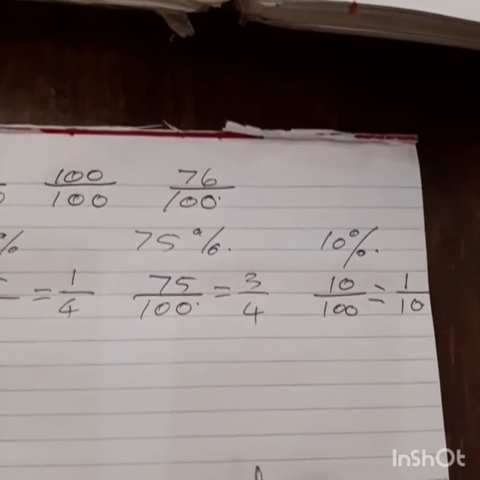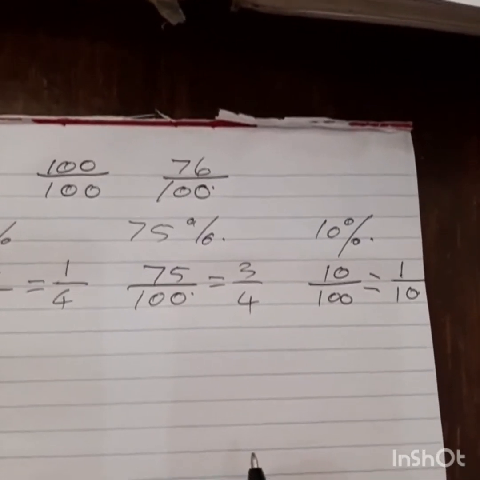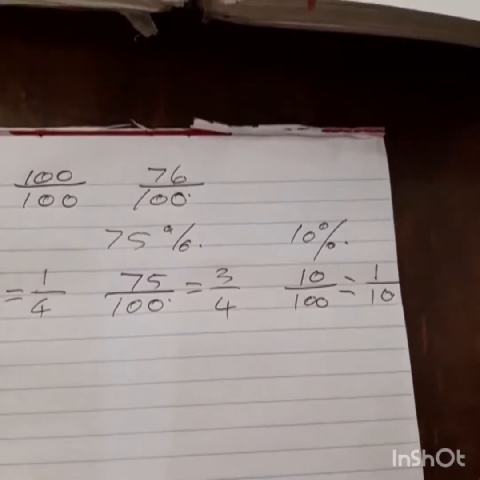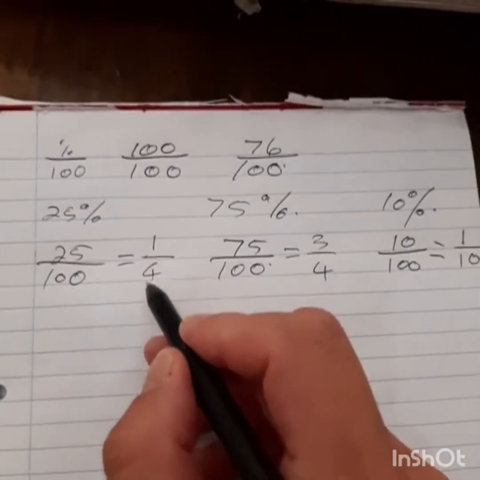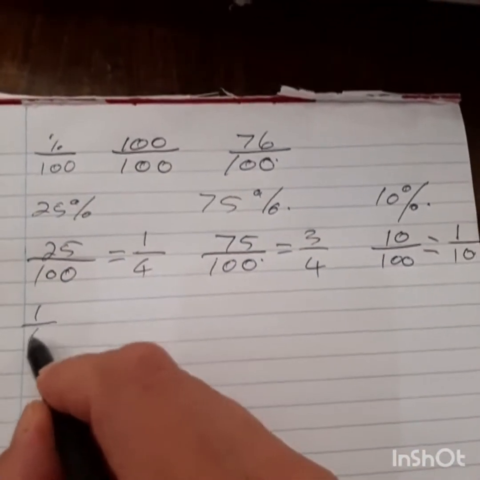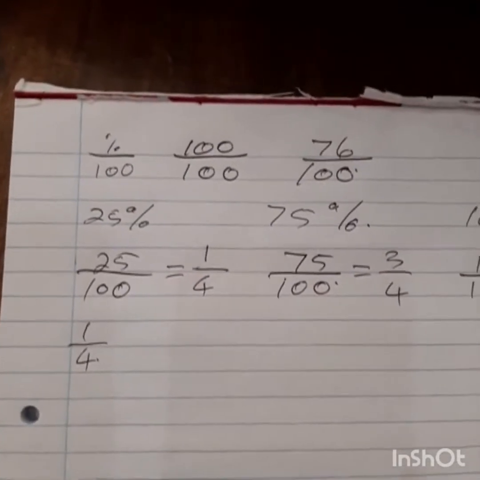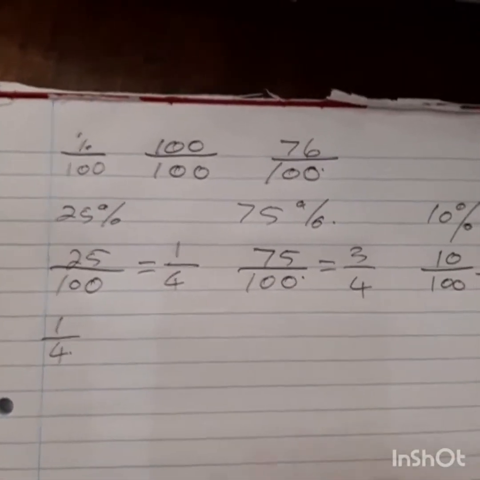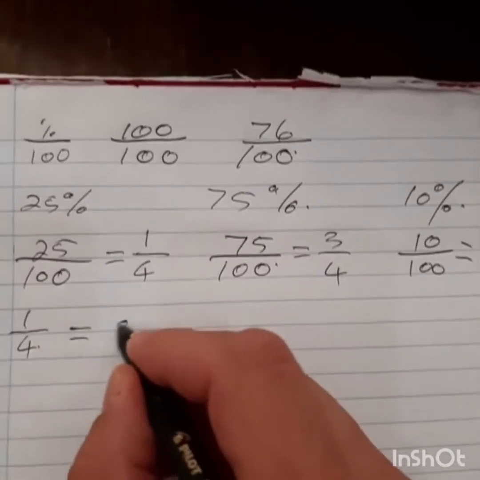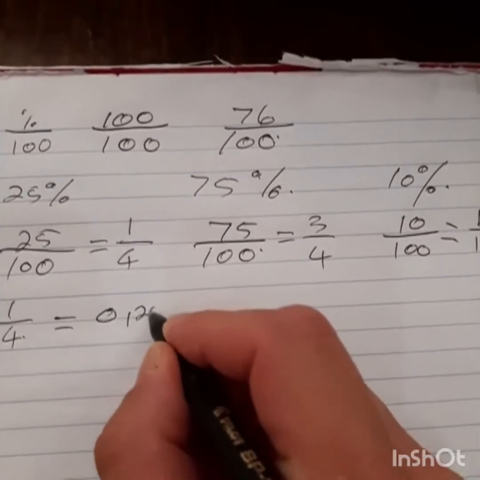But now we're working with decimals as well. So how do we do this? What is 1/4 as a decimal? Well, we know it's 25%. So a quarter would be 0.25.